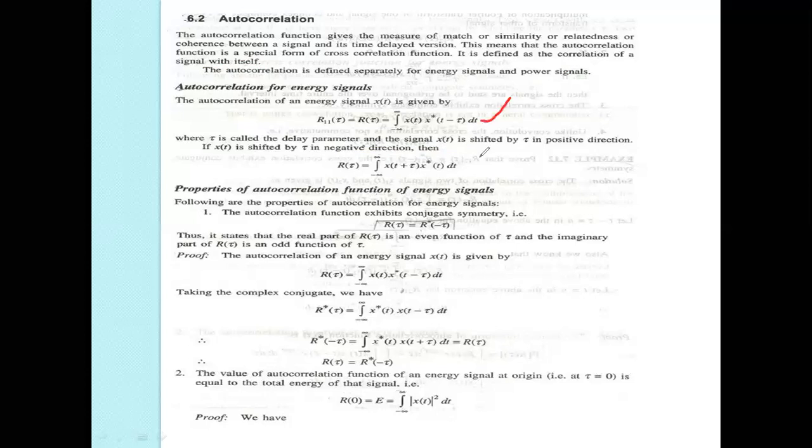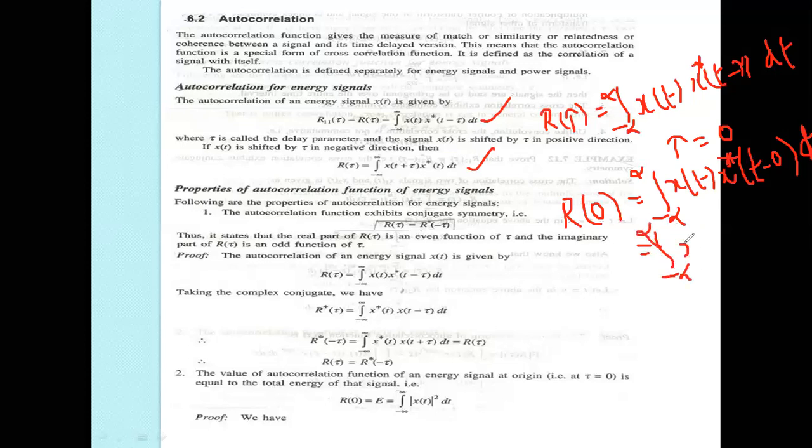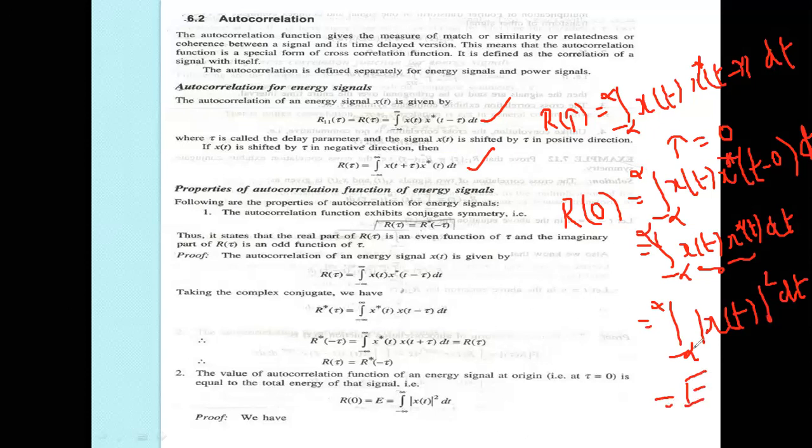See, you can take both equations here. When I take R of tau is equal to the integral from minus infinity to infinity of x of t x star of t minus tau dt, at tau equal to 0, R of 0 is equal to the integral from minus infinity to infinity of x of t x star of t minus 0 dt. That is equal to the integral from minus infinity to infinity of x of t x star of t dt. We know one signal is real and another is complex, meaning it has the squared magnitude of x of t, and that is equal to the energy of the signal, my students.